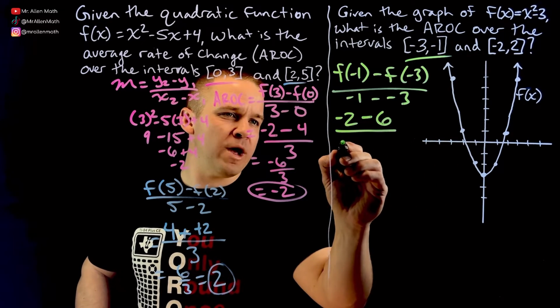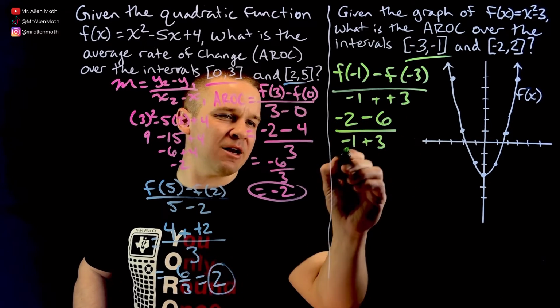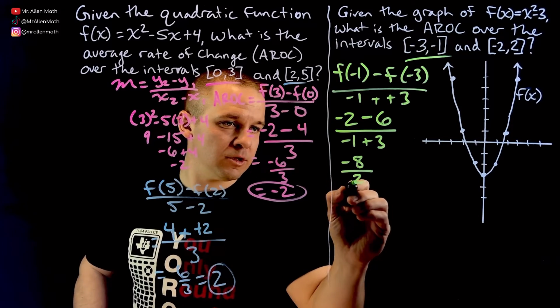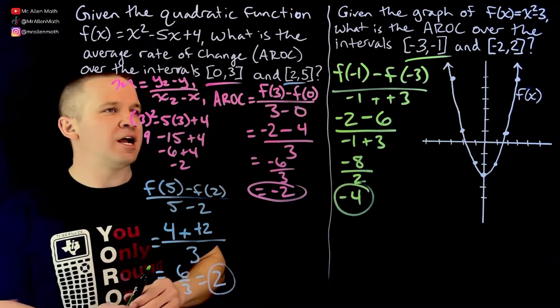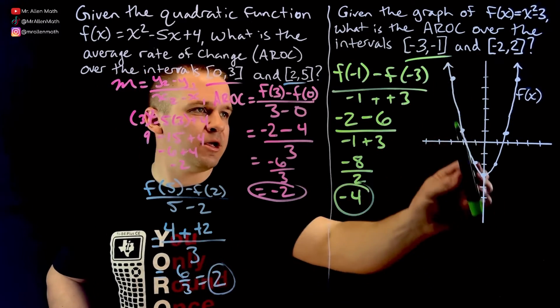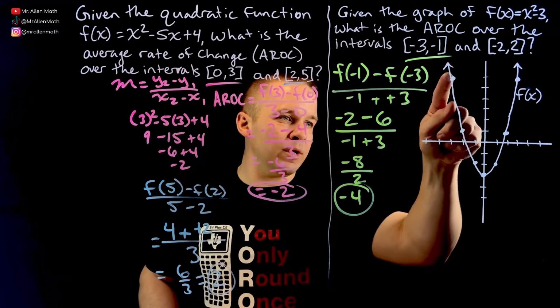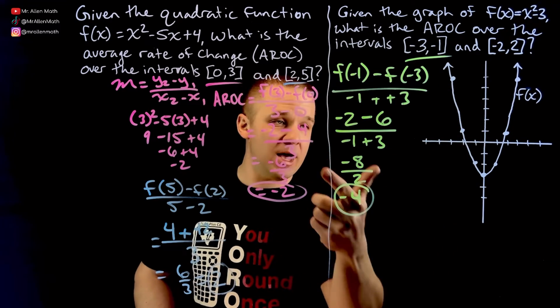And then we're negative 1 plus 3. So let's see. We got negative 8 over 2. So it's negative 4. All right. Average rate of change, negative 4. And it does look like it's actually a pretty steep negative slope there. So that makes sense. You can even count it out. We're going down 8 over 2. That's exactly what we have right here, too.